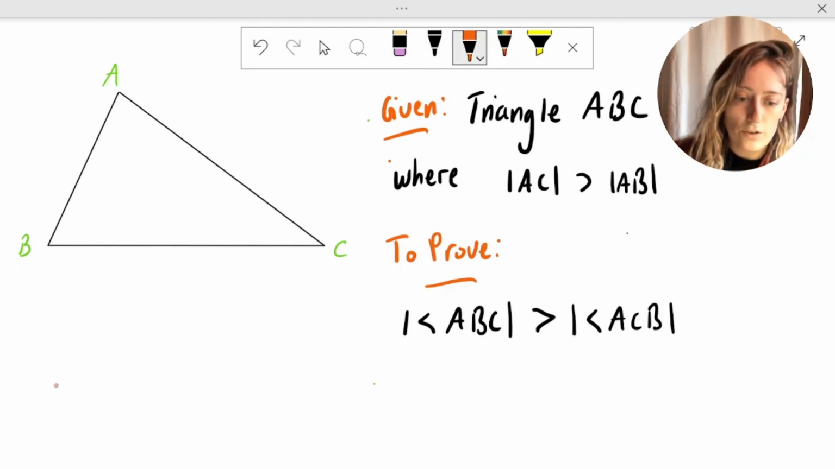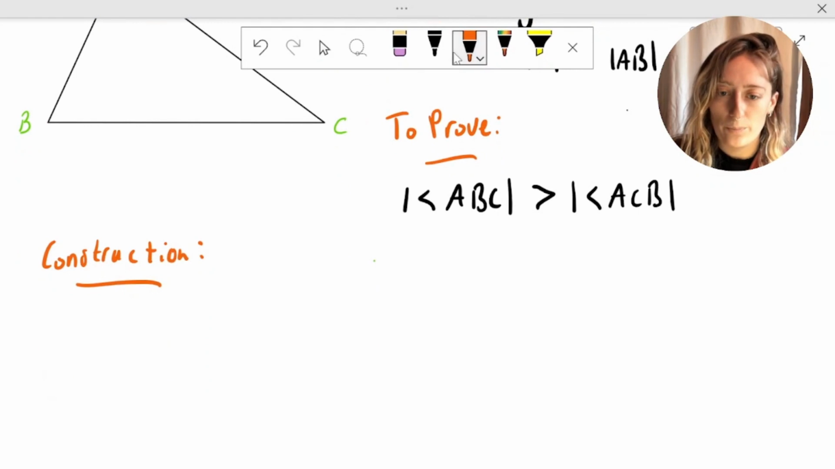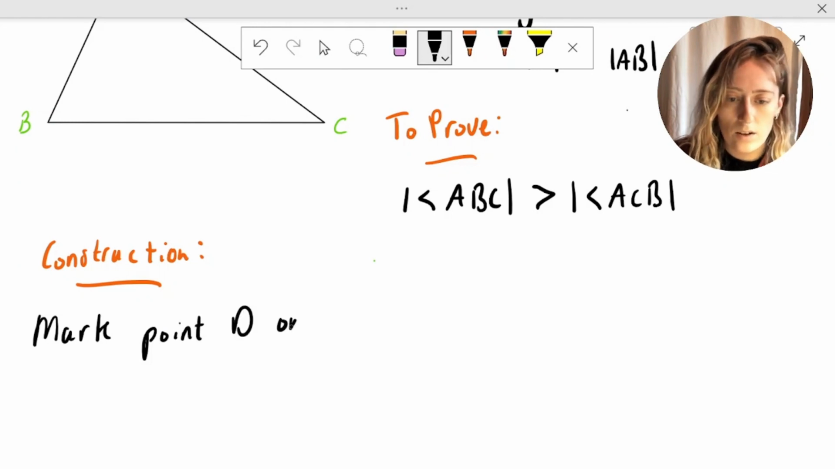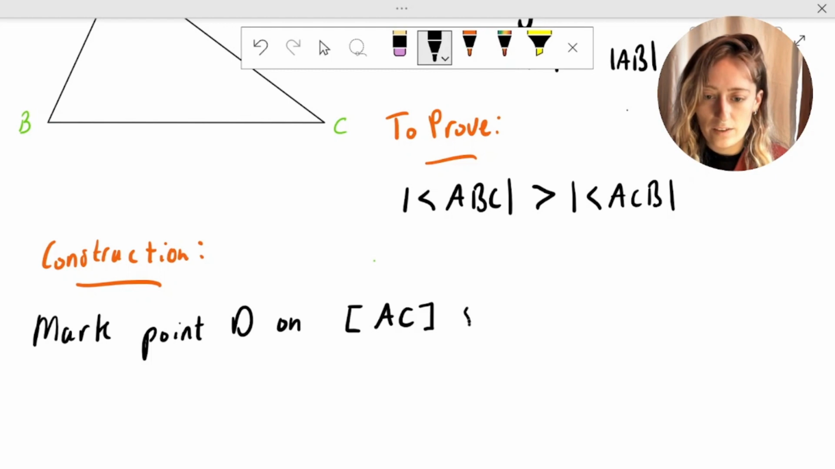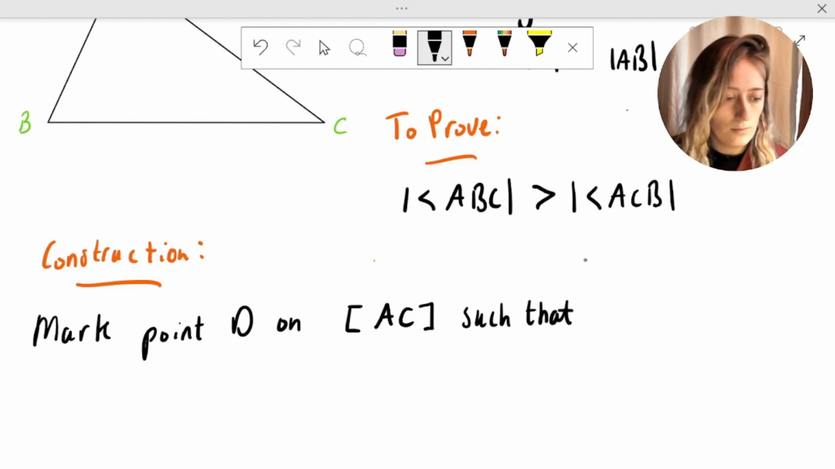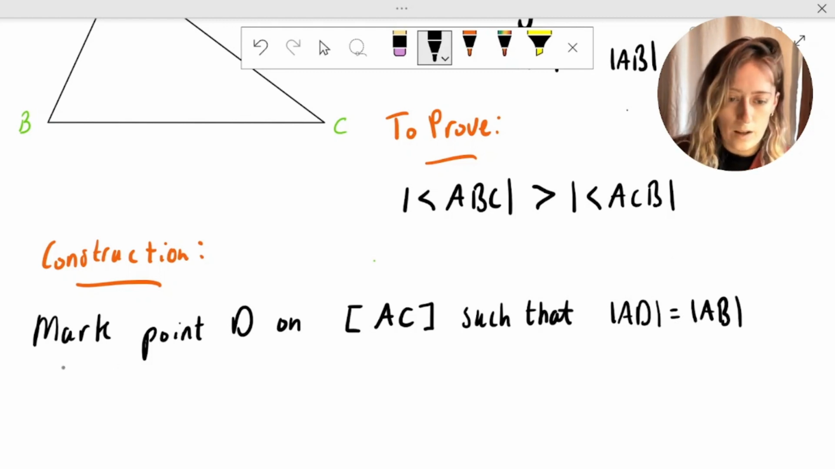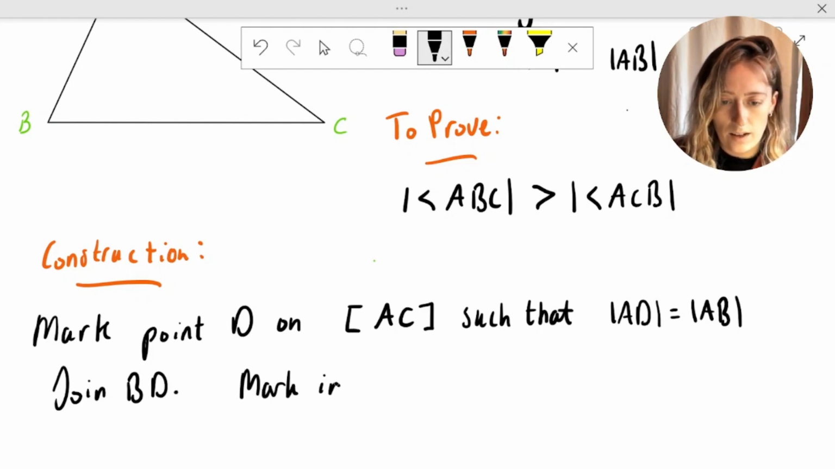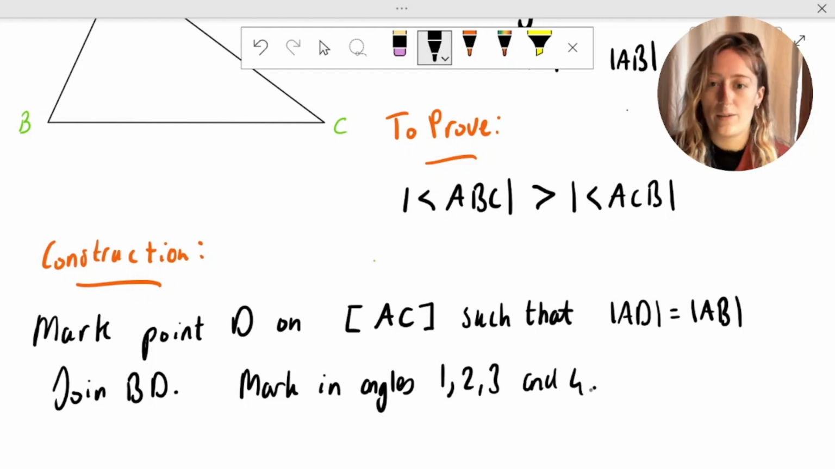Okay. Now for the construction part of this proof, I'm going to write out what you need to write out in your exam, and then I'm going to show you quickly how to finish off our diagram with the construction part. So, mark point D on the side AC such that AD is equal to AB. Okay, now join BD and mark in angles 1, 2, 3, and 4. Okay, let's go through this.